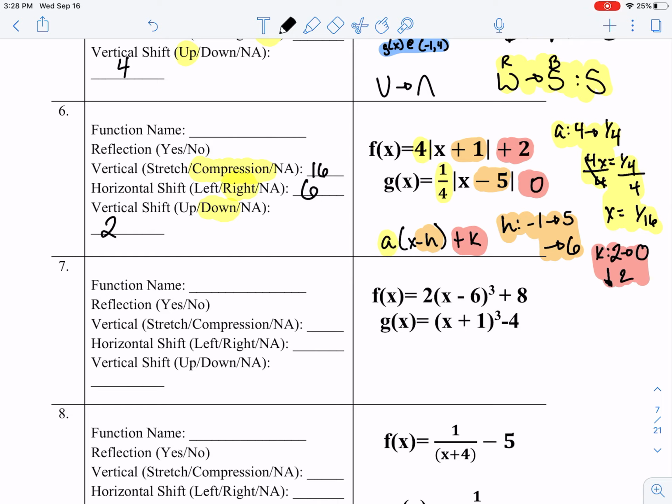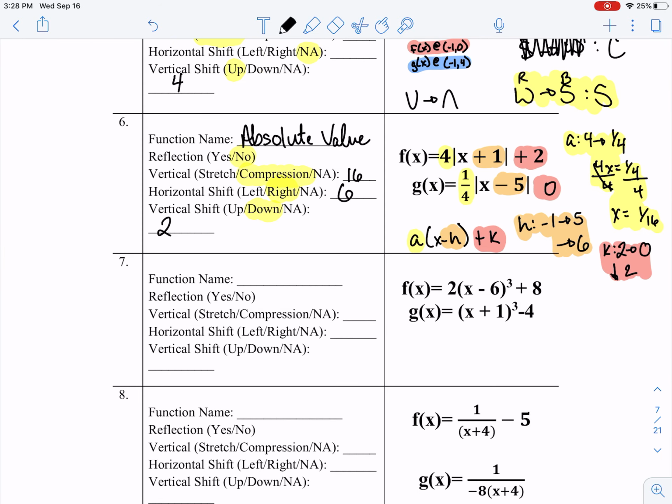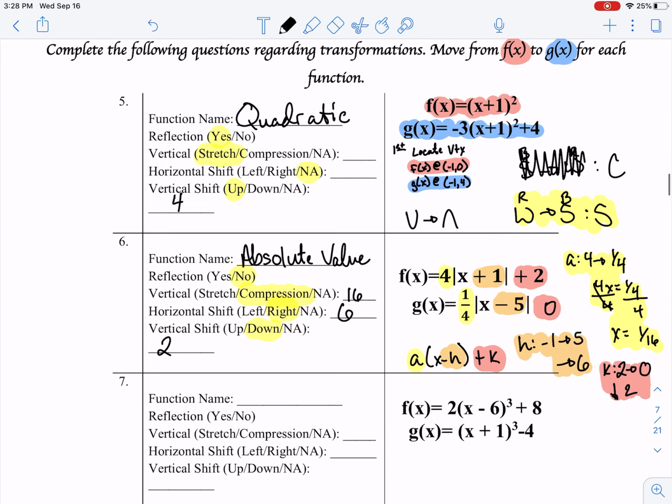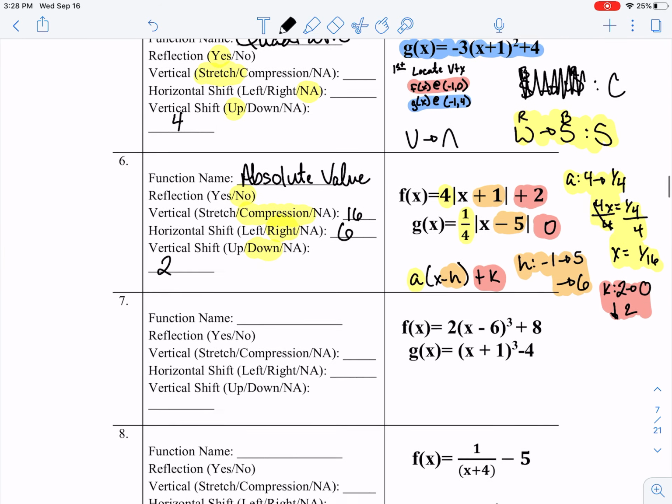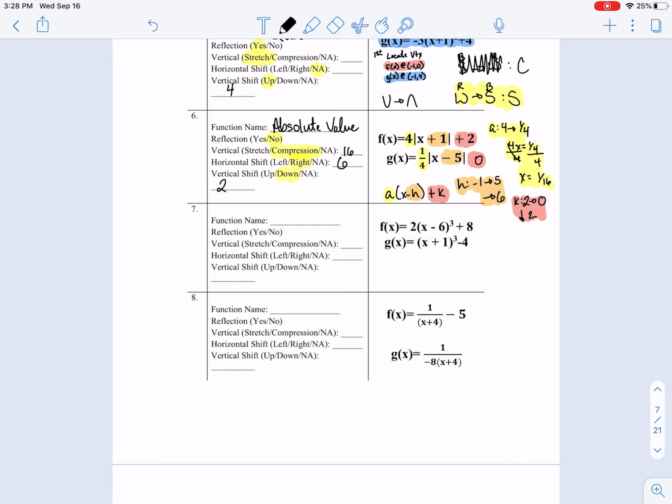And then if I look at my a value, positive to positive, so no reflection occurred. And I see the absolute value symbol, so absolute value. Again, I've done a couple hundred of these problems, and I do more every year when I teach it. Again, just take your time, put it in Desmos, and double check yourself.